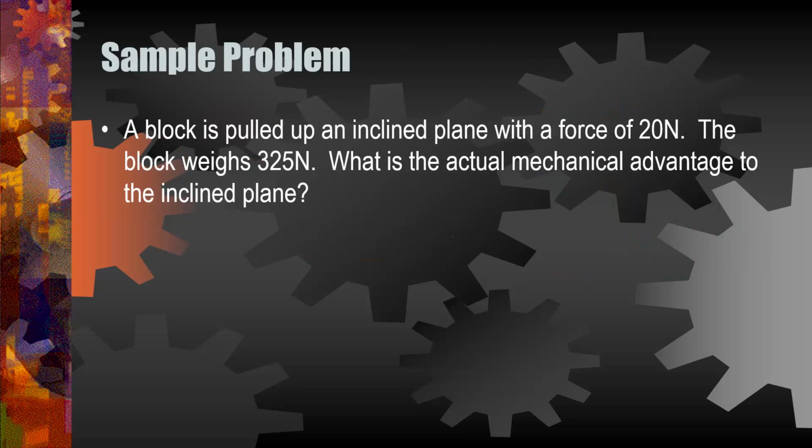Okay, let's look at an example. A block is pulled up an inclined plane with a force of 20N. So our moving force is 20N. And our block weighs, also force of gravity, equals 325N. And what is the actual mechanical advantage?